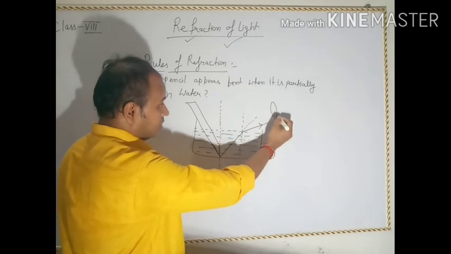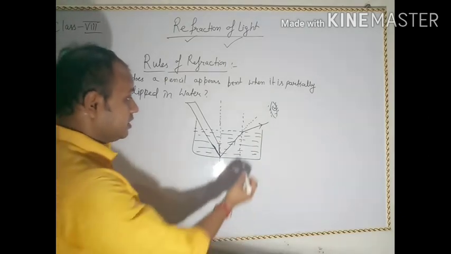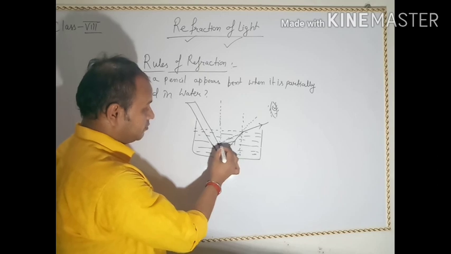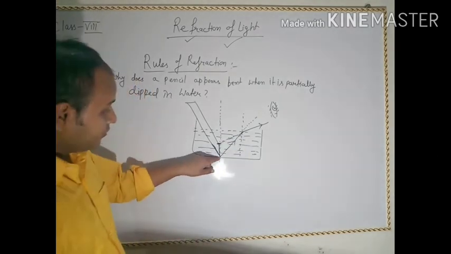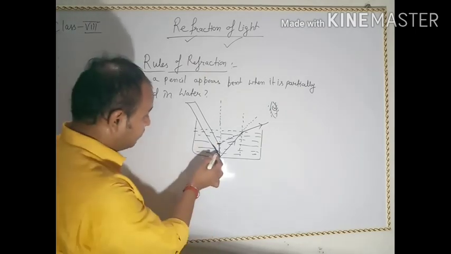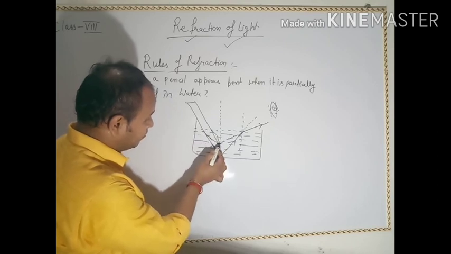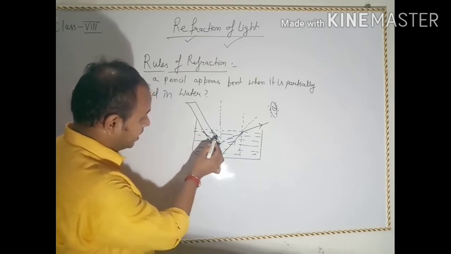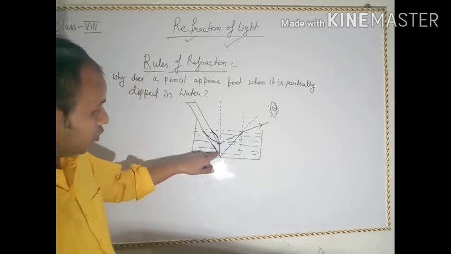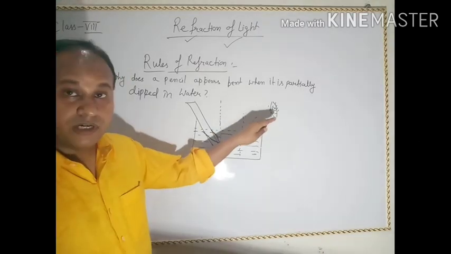And when it goes away from the normal, the observer who is outside of the container will see these rays of light coming from this point, and this point is a little bit above the actual tip of the pencil, so that the pencil will appear bent like this, meaning some part of the pencil will appear bent like this.